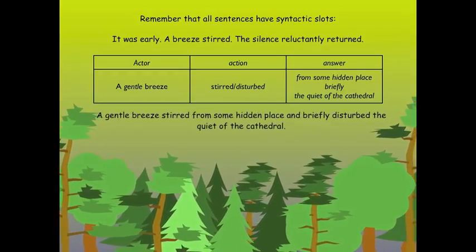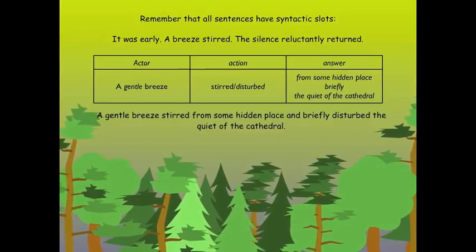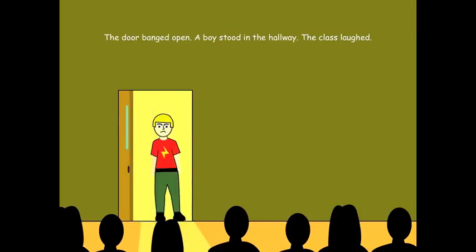When you plug this new sentence back into the others, it was early. A gentle breeze stirred from some hidden place and briefly disturbed the quiet of the cathedral. The silence reluctantly returned. This strategy works well whenever you need to add variety to your sentences. The door banged open. A boy stood in the hallway. The class laughed. Kind of choppy.